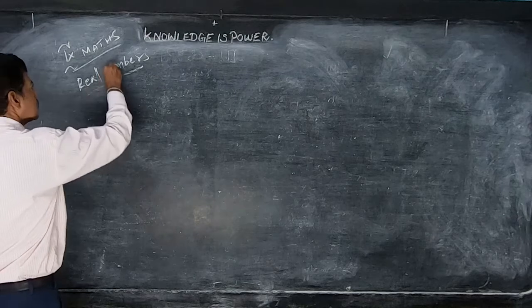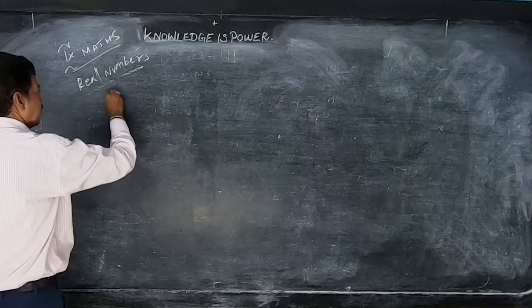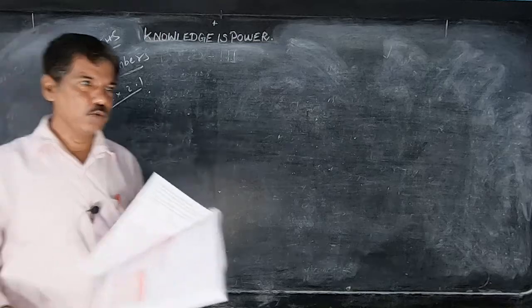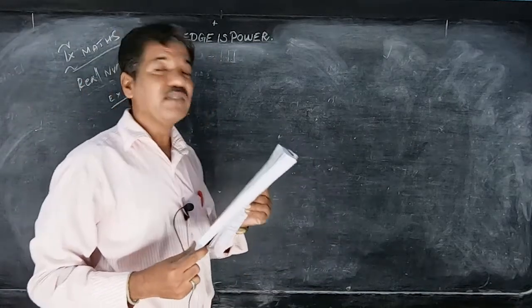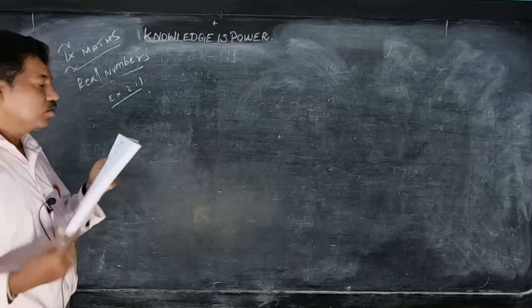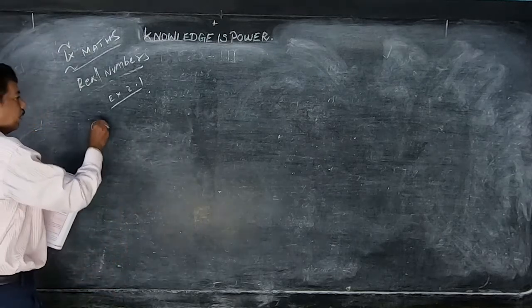So, real numbers, exercise 2.1. Look at it, exercise 2.1. There are only 3 sums. The first sum is as usual. Okay, I'll give the clue. You try to do that.